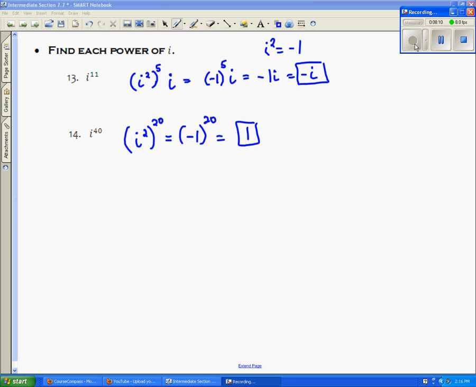So our main two ideas that we talked about in this section were i squared equals negative 1 and i is equal to the square root of negative 1. So we want to recall those.